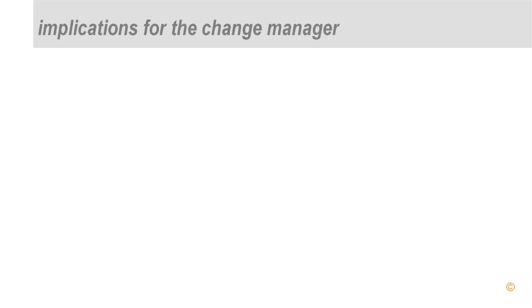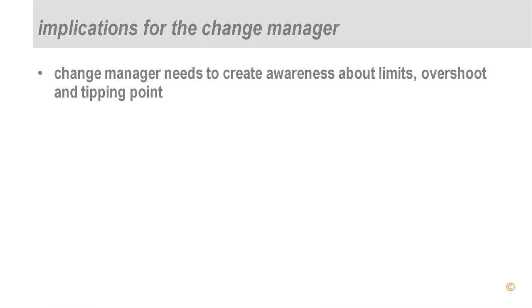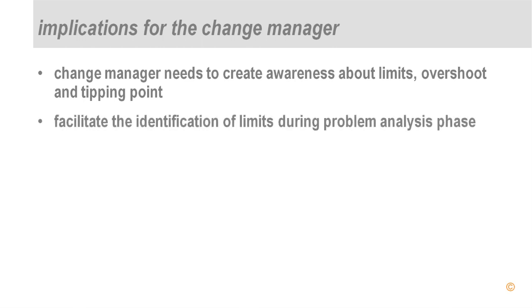The implications for the change manager are that they need to create awareness about limits, overshoot and tipping point. In an organizational context, some of the overshoot or tipping points can be the burnout of staff, for example. It is important for the change manager to facilitate the identification of limits, and this is typically done during the problem analysis phase.